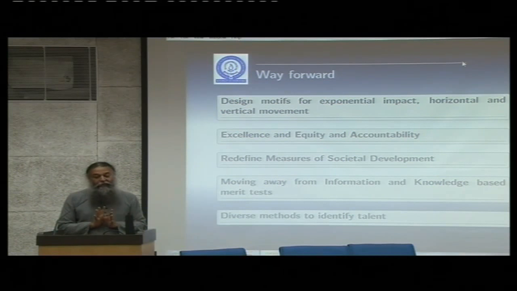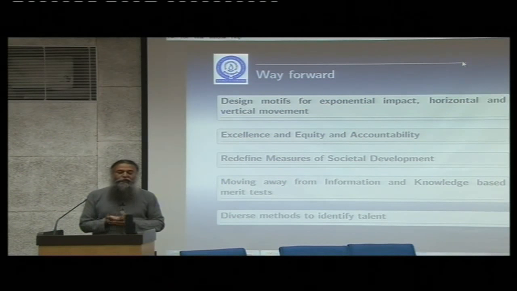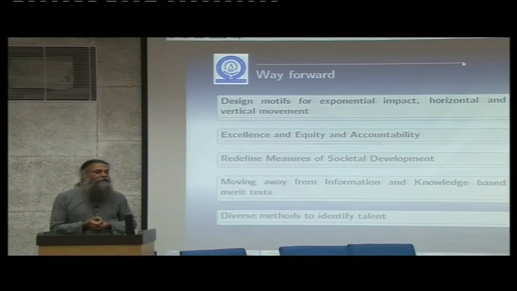Excellence, equity and accountability should become principles instead of merit. I mean, what is this merit? Instead of way forward, the original title was Myth of Merit. So we must think about new categories. Similarly, we must think about new categories of measuring societal development.